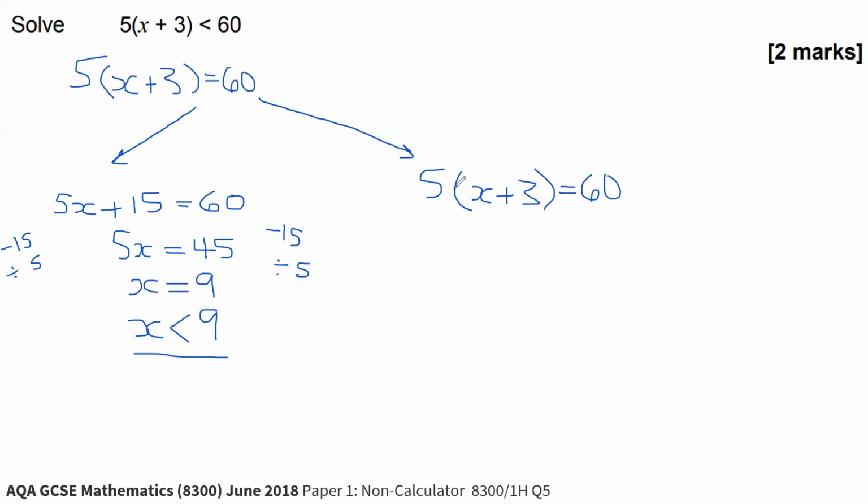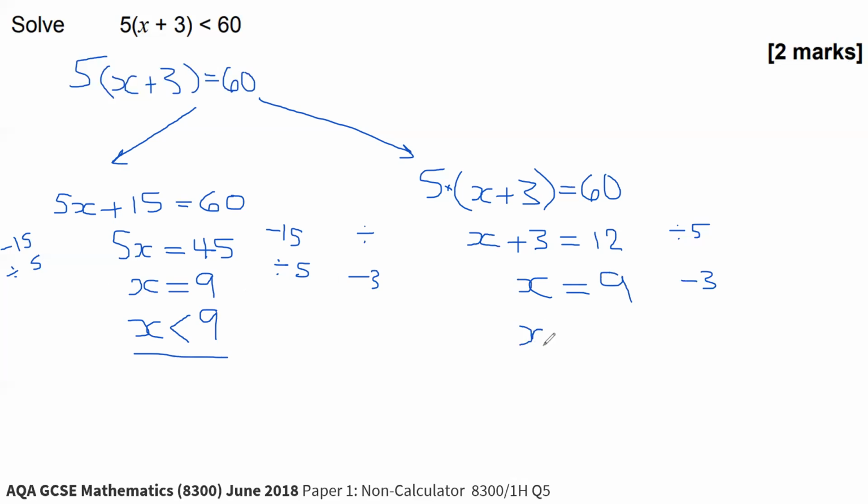In this case, it's 5 times the x + 3 in the brackets. So I would start by dividing both sides by 5. Rather than expanding the bracket, I would just divide both sides by 5 straight away. That would leave us with x + 3 = 12. Then it becomes quite a straightforward equation where we can just subtract 3 from both sides, and that will give us x = 9, exactly the same as when we did it using the other method.